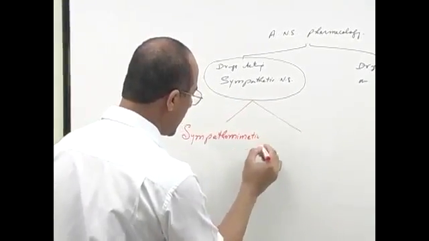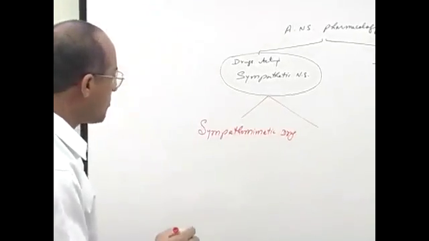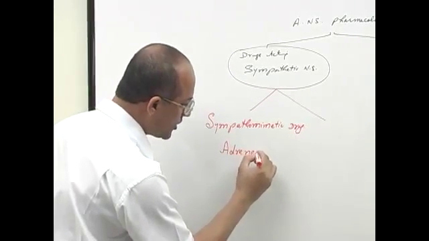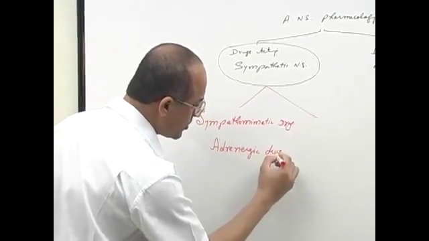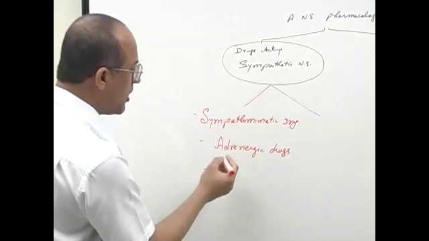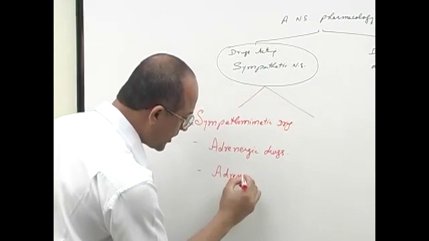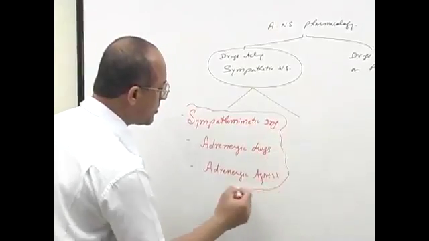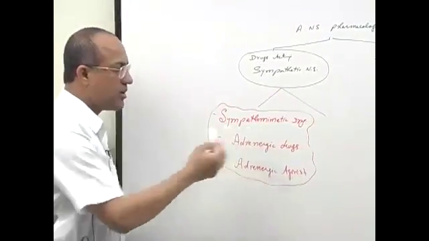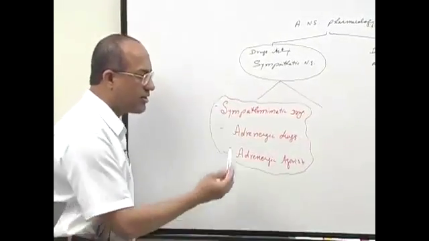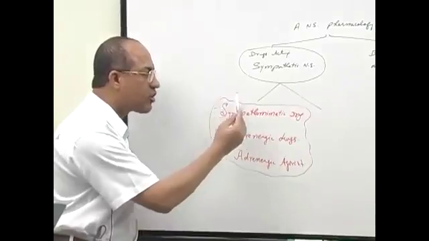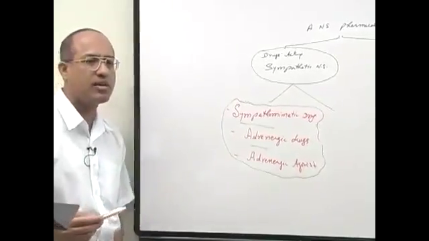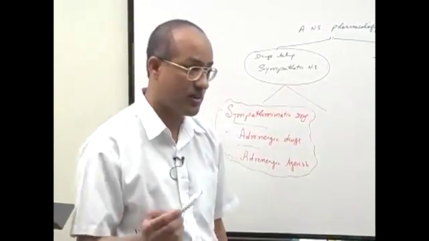Sympathomimetic drugs. Some people also call these drugs adrenergic drugs, or these are also called adrenergic agonist. So this group of drugs, right, sympathomimetic drugs or adrenergic drugs or adrenergic agonist drugs, this is the group of drug which basically produces pharmacological actions which are very similar to activation of sympathetic nervous system, right?